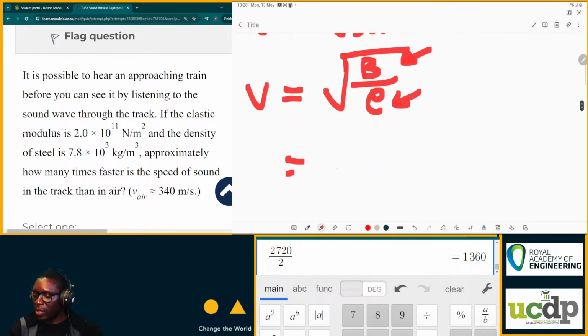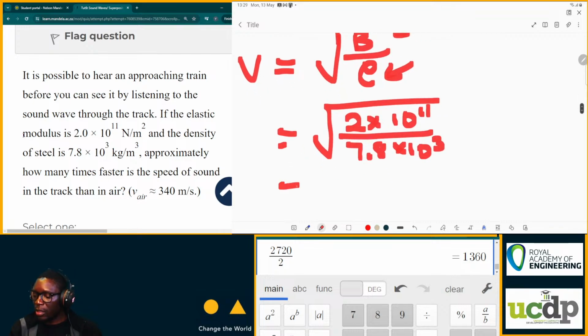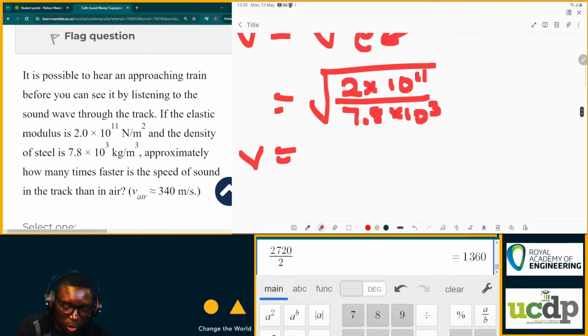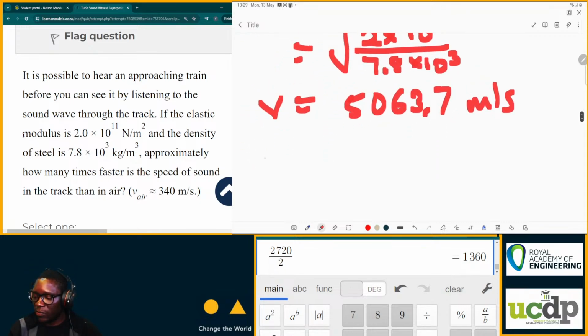So if we take the square root of that, we are simply referring to the square root of 2 times 10 to the 11 for the elasticity modulus, divided by the density, which is given as 7.8 times 10 to the 3. And the velocity we get there should be the square root of 2 times 10 to the 11 over 7.8 times 10 to the 3, which is 5063.7 meters per second.